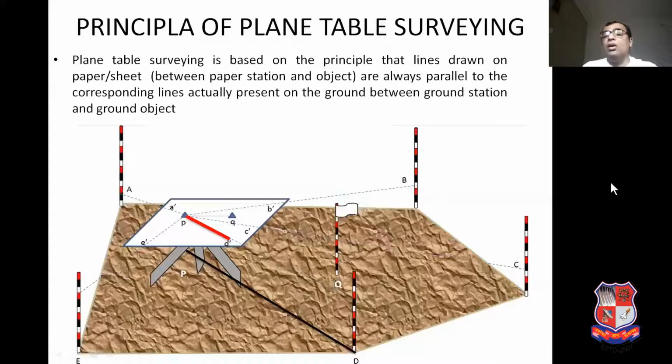D of the ground. So the line joining on the drawing sheet between small p and small d dash is always parallel to the line joining the capital P and capital D of the ground. So line p d dash is parallel to the ground line P D. That is the principle of plane table surveying.